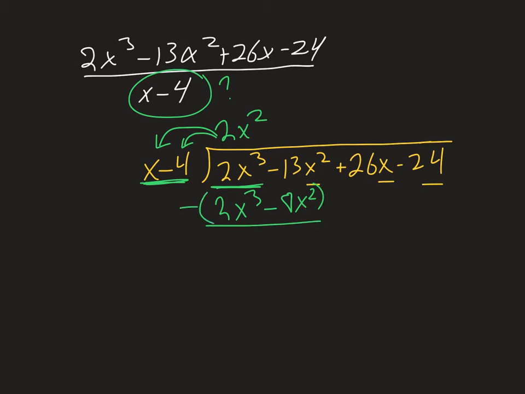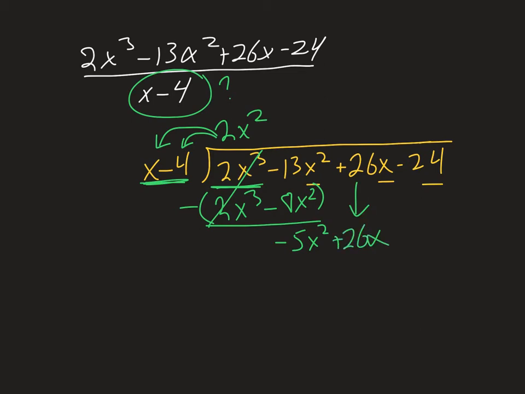Now be very, very careful with your signs here. That's going to make that 8x squared positive. So our x cubed terms are going to cancel. Great, that's what we want. And then we're going to have negative 13x squared minus a negative 8x squared, which is the same as negative 5x squared. Now I'm going to bring down the next term, just like we do for long division.